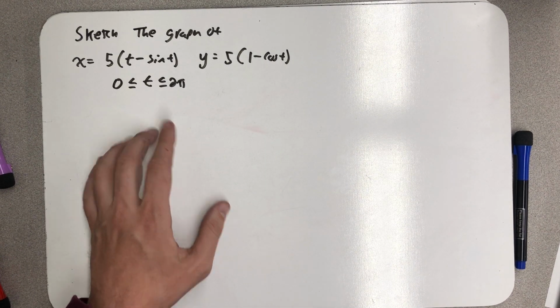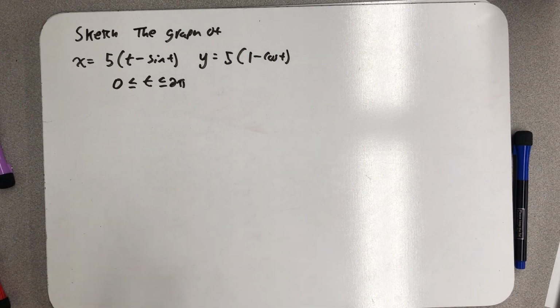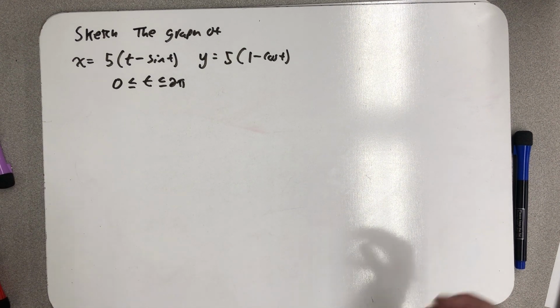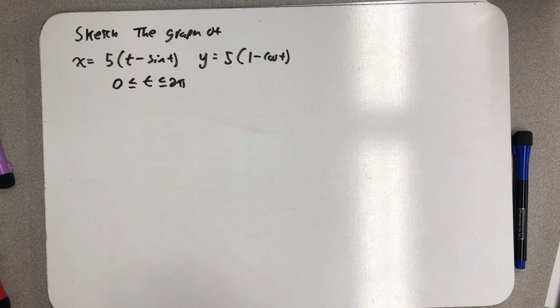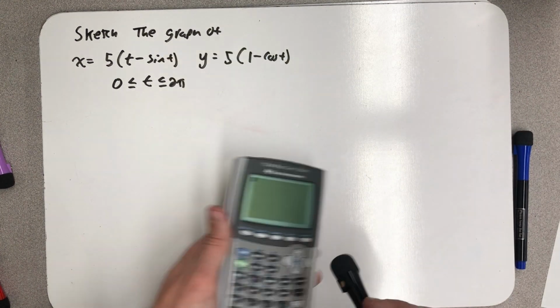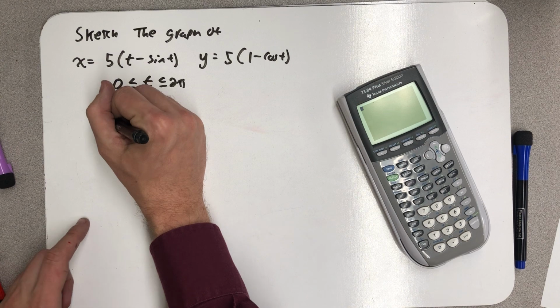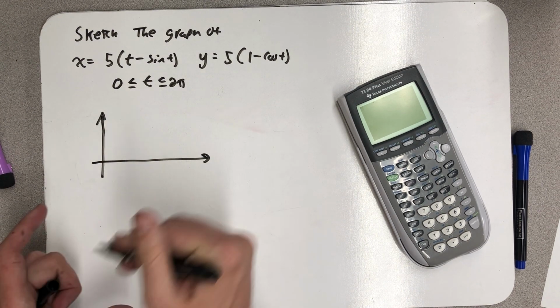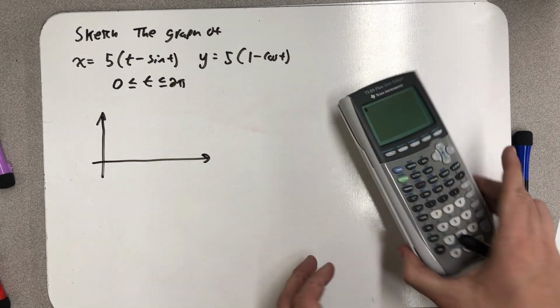In this video, I want to sketch the graph of the plane curve generated by these parametric equations. X is 5 times the quantity of t minus sine t, y equals 5 times the quantity of 1 minus cosine t, and t is between 0 and 2 pi. Well, what I really want to do is use my graphing calculator to get a good sketch, but in the end I am going to want to be able to draw that good sketch. But my graphing calculator is going to help me a lot here.